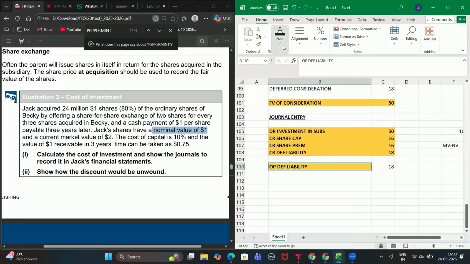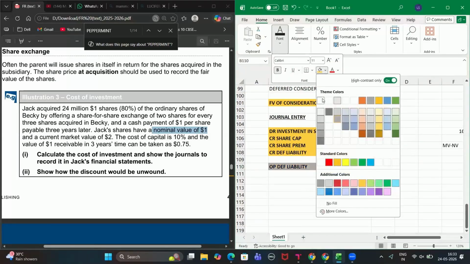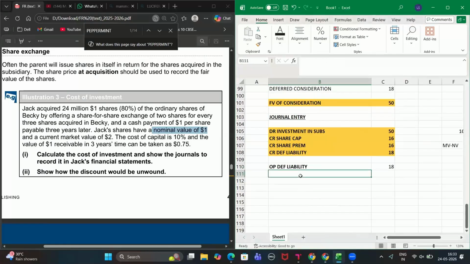How to convert this into closing? Tell me. Exactly. That is, we have to unwind the discounting factor. So, what is the interest here? Unwind what? Discounting factor.